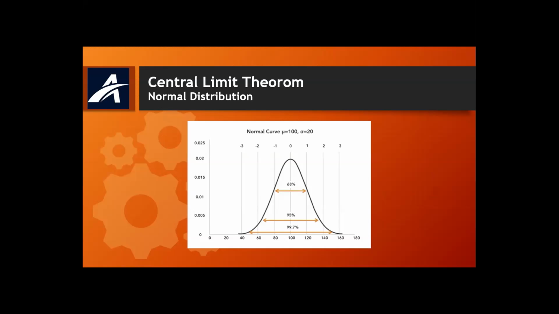Based on the 68, 95, and 99.7 statistical rule, assuming a normal distribution, 68% of data values fall between one standard deviation from the mean, 95% within two standard deviations from the mean, and 99.7% within three standard deviations from the mean.